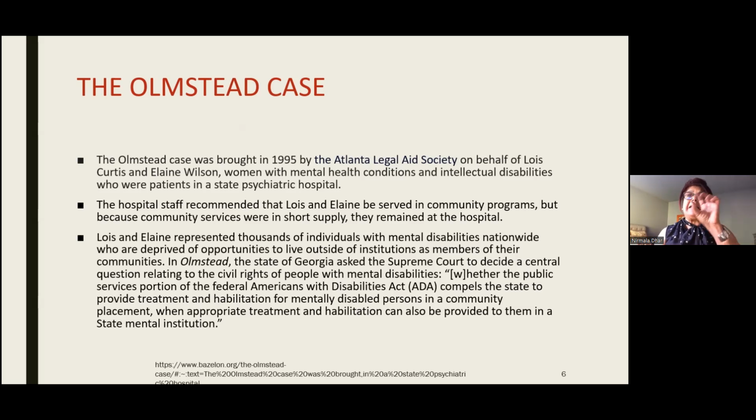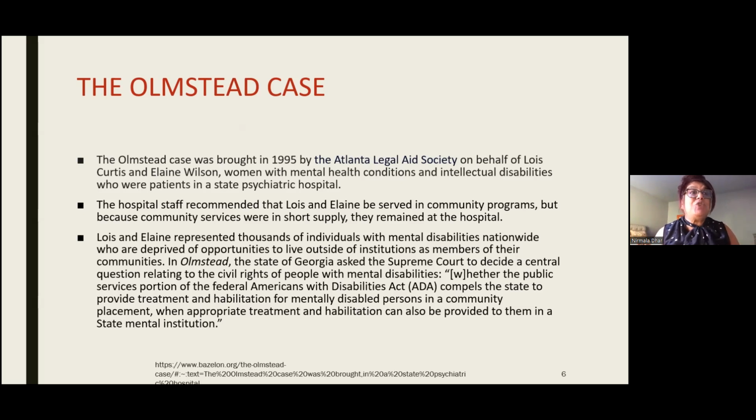That was at the core of the case. And guess what? They won it. Both Lois and Elaine were placed in what were then called group homes, and they went on to flourish and thrive. In fact, one of them became a very well-known folk artist. None of this was happening when they were in the state hospital.